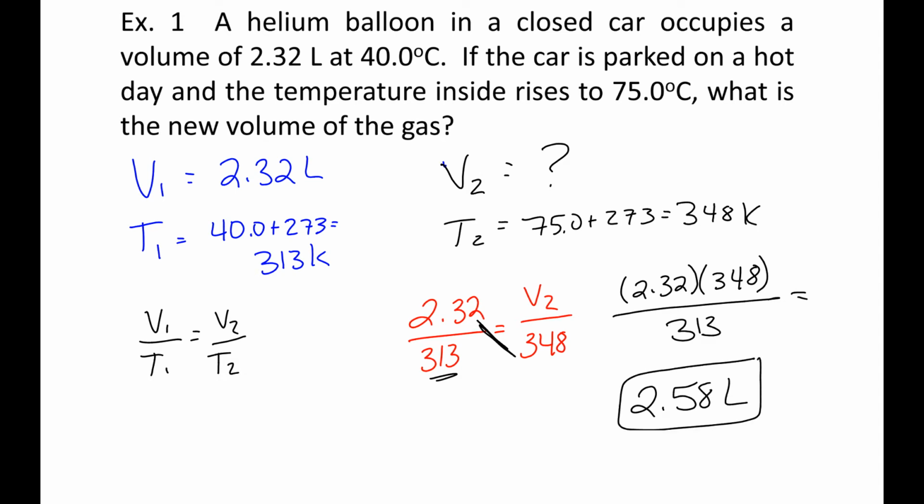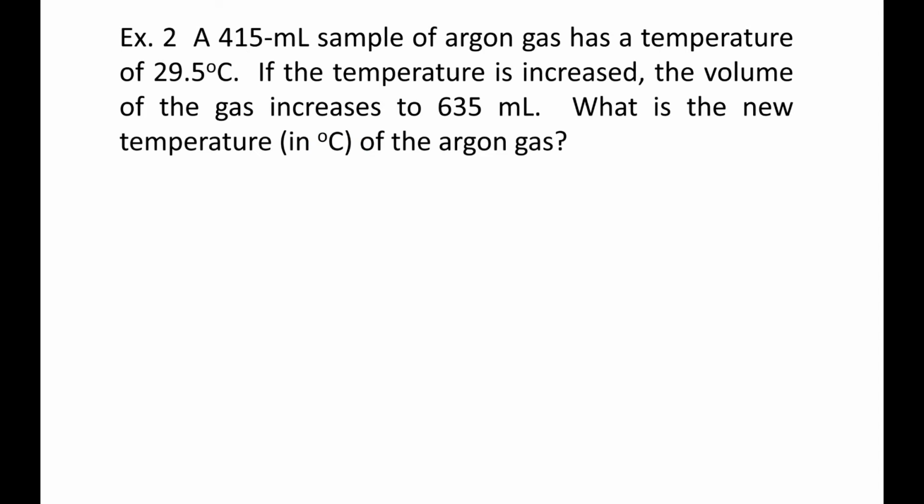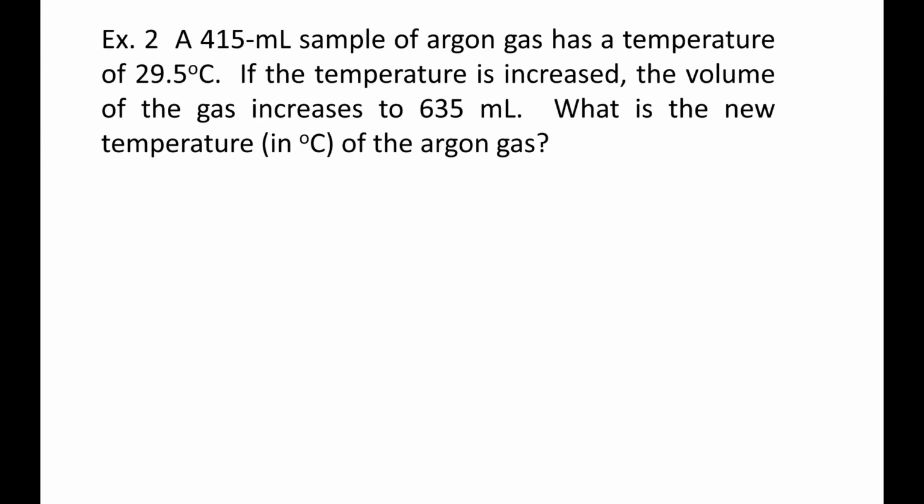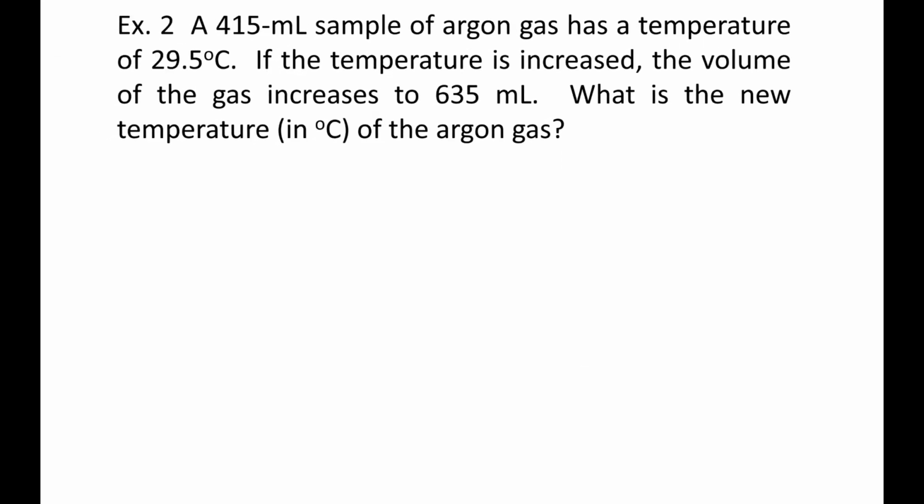Okay, example 2. A 415 milliliter sample of argon gas has a temperature of 29.5 degrees Celsius. If the temperature is increased, the volume of the gas increases to 635 milliliters. What is the new temperature in degrees Celsius of the argon gas? So at some point, we're going to have to convert from Kelvin back to Celsius again for our final answer.